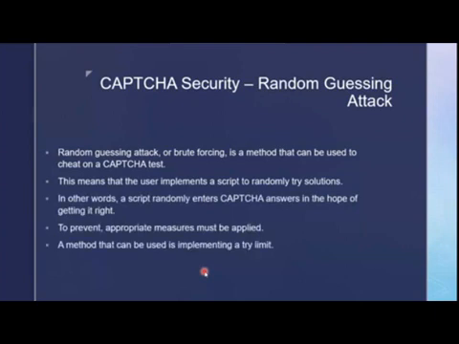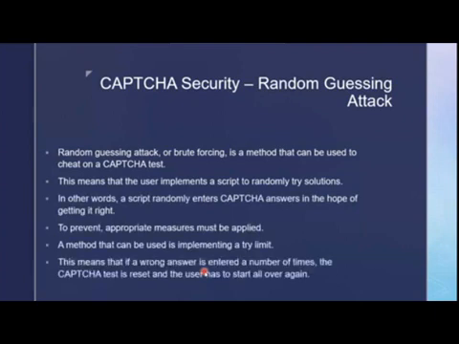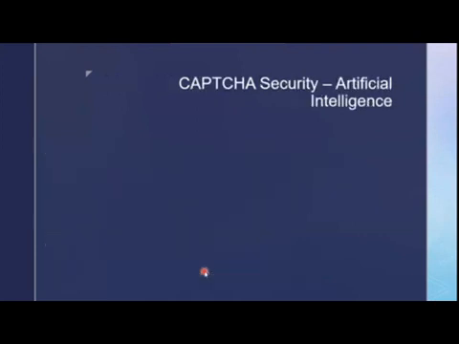A method that can be used is implementing a try limit. This means that if you enter a wrong answer a number of times, the captcha test is reset. For example, if I enter the wrong answer 3 times, then I have to do a new test. The old tests I cannot do anymore. It can be like that. So the user cannot cheat on the captcha using this kind of attack.